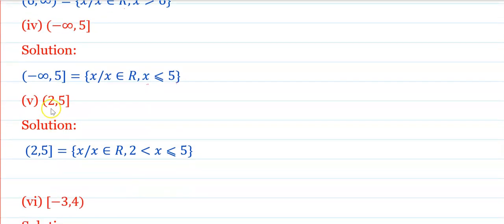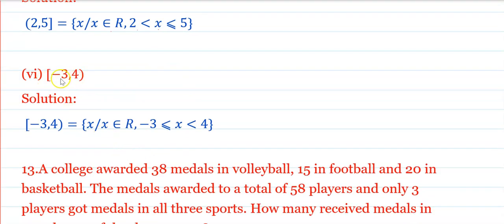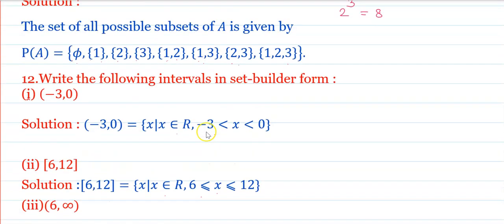Okay. Next, (2, 5]. 2 is an open end. 5 is closed, it is included. That is (2, 5]. x is such that x belongs to the set of real numbers and the value of x lies between 2 and 5, equal to 5 but strictly greater than 2. Now [-3, 4): -3 is closed, 4 is open. x is such that x belongs to the set of real numbers and the value of x lies between -3 and 4. Okay, in this way. Easy question.